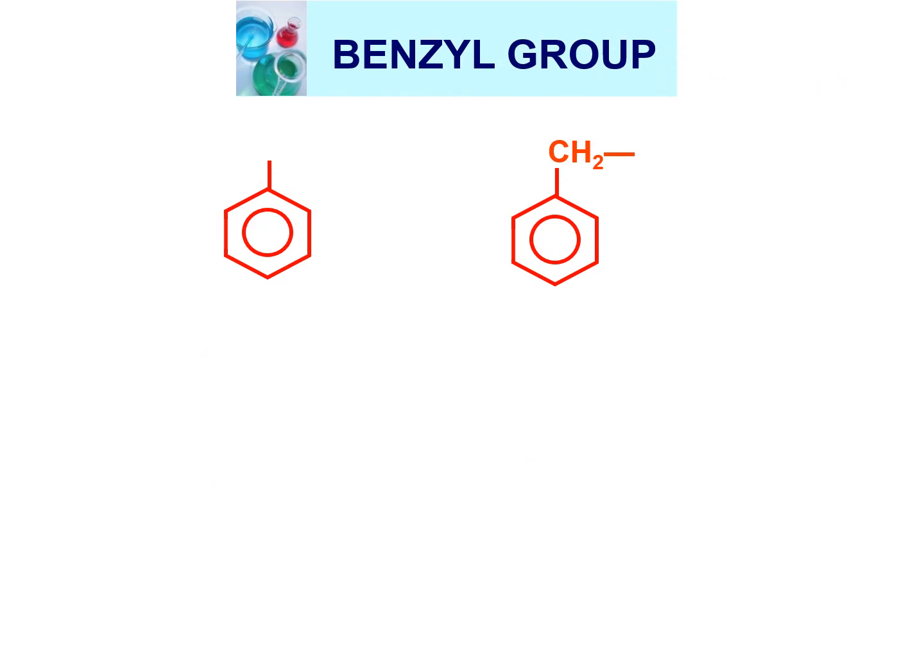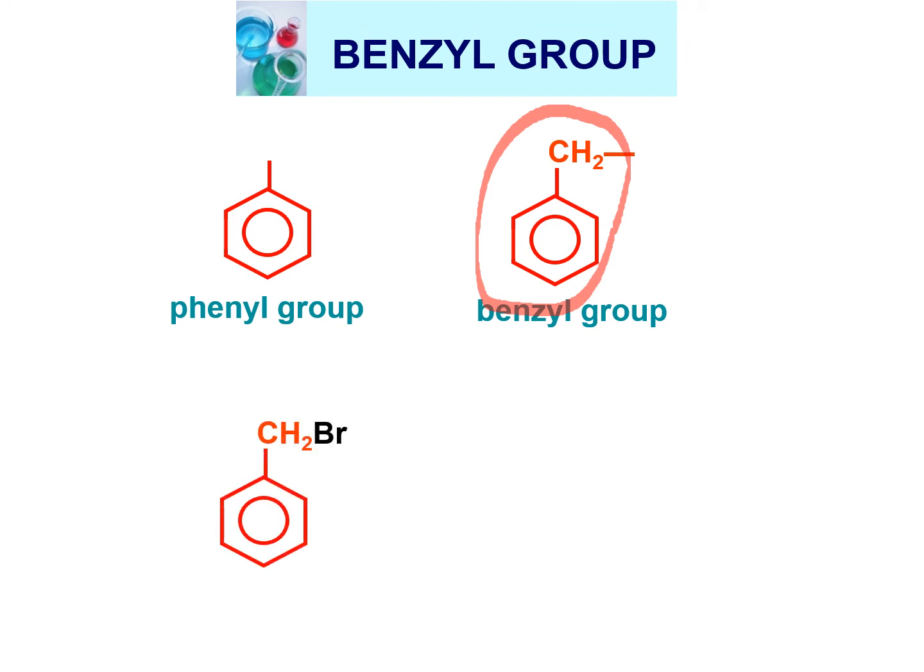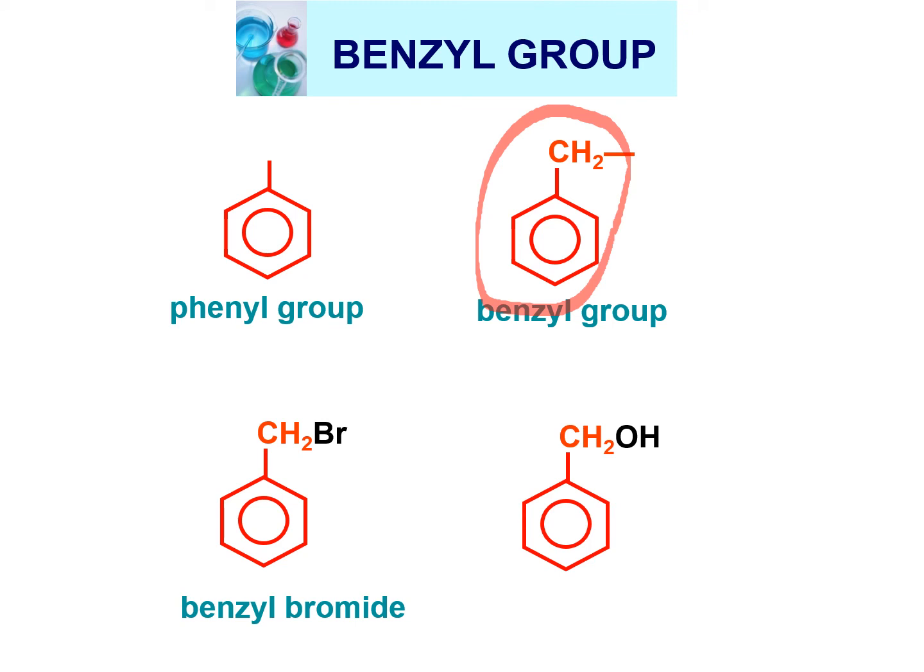Benzyl group. So now you can see the difference between phenyl and benzyl. The phenyl group is when we can see only 6 carbons with 5 hydrogens, while in the benzyl group we can see 7 carbons including CH2, benzene with CH2. Let's look at this example. We have bromine attached to CH2, and we have benzene also attached to CH2. So the name becomes benzyl bromide. And for the second example, we call it benzyl alcohol.